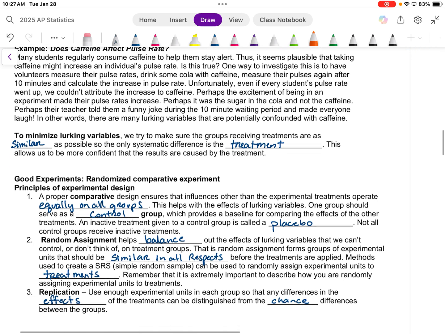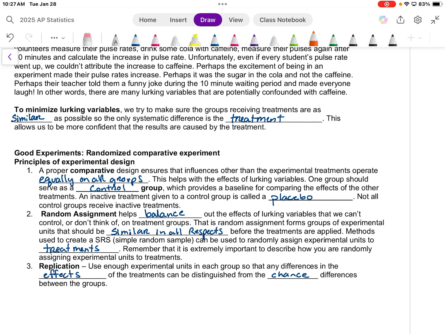In good experiments, we randomize the comparative experiments, the principles of our experimental design. A proper comparative design ensures that influences other than experimental treatments operate equally on all groups. This helps with the effect of lurking variables.